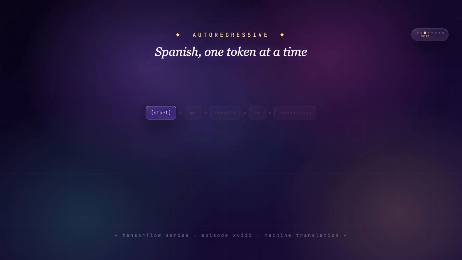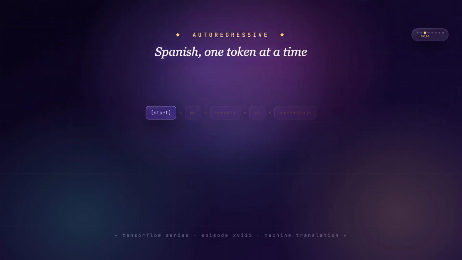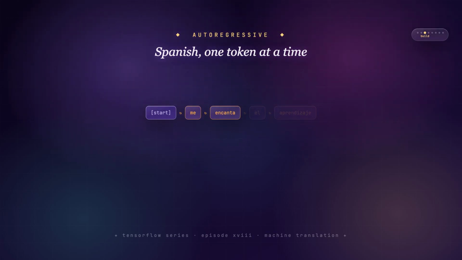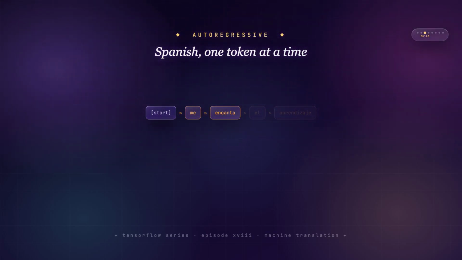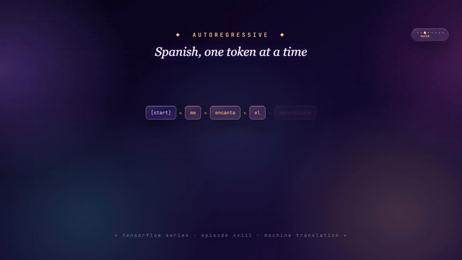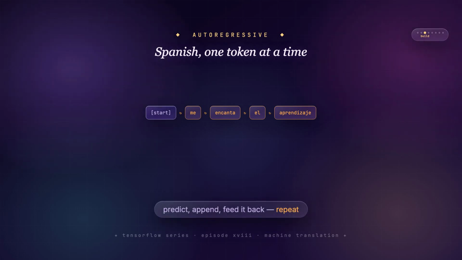Then the decoder writes, left to right, one Spanish token at a time. It starts with a single start token, predicts "me," feeds that back in, predicts "encanta," feeds that back in. Same autoregressive loop you saw in text generation, but now it's not improvising, it's translating something specific.